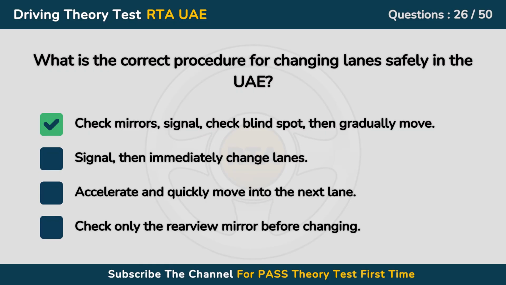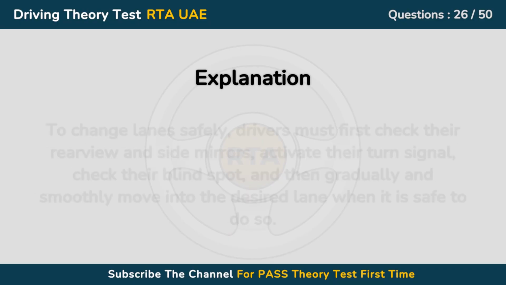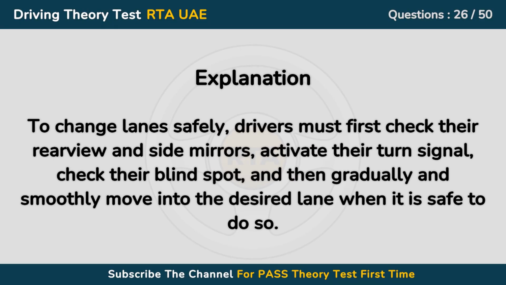Answer is A. Check mirrors, signal, check blind spot, then gradually move. To change lanes safely, drivers must first check their rearview and side mirrors, activate their turn signal, check their blind spot, and then gradually and smoothly move into the desired lane when it is safe to do so.